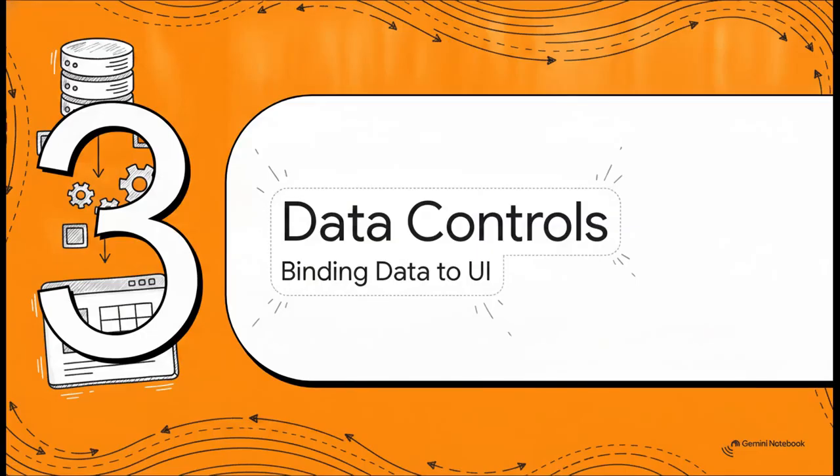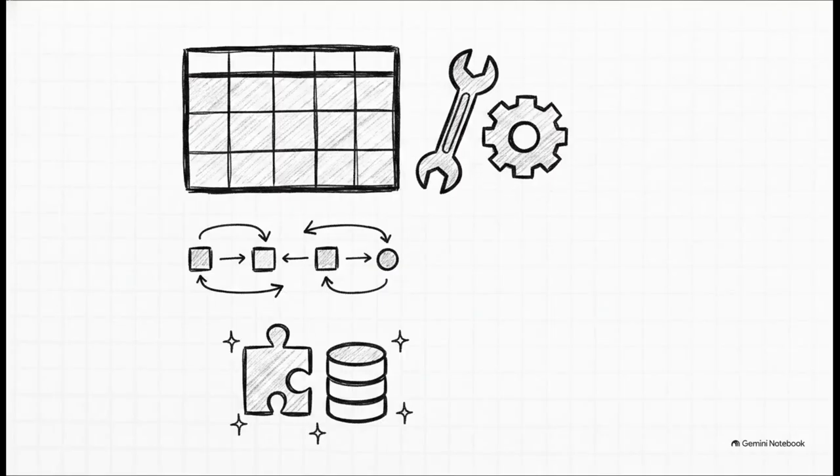Section 3. Data Controls and Binding. All right, once we've got our data, we got to show it. You definitely need to know the difference between these three controls: the GridView, that's your heavy-duty tabular HTML table, complete with built-in features for sorting, editing, and deleting. The repeater, on the other hand, is super lightweight. It gives you complete, absolute freedom over the HTML markup using templates. It just renders exactly what you tell it to.